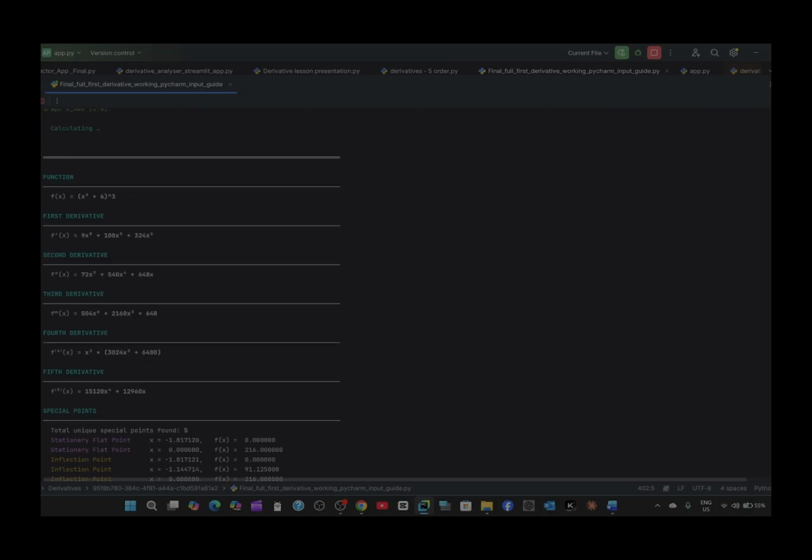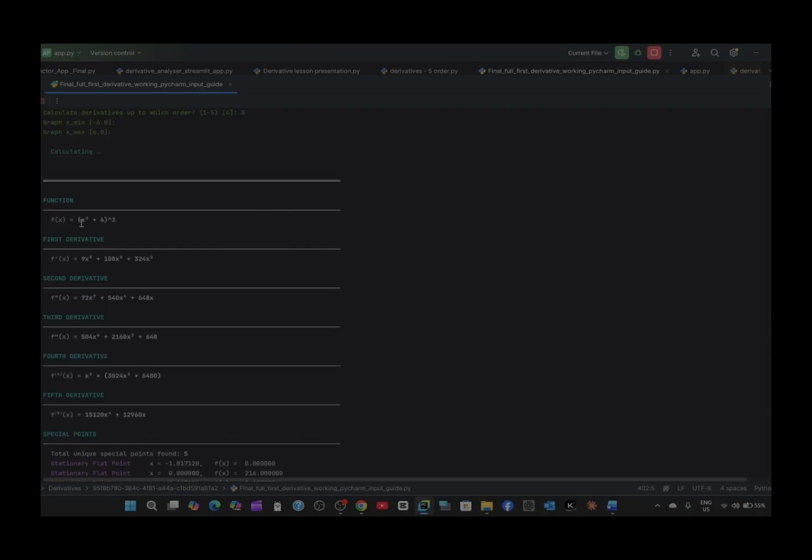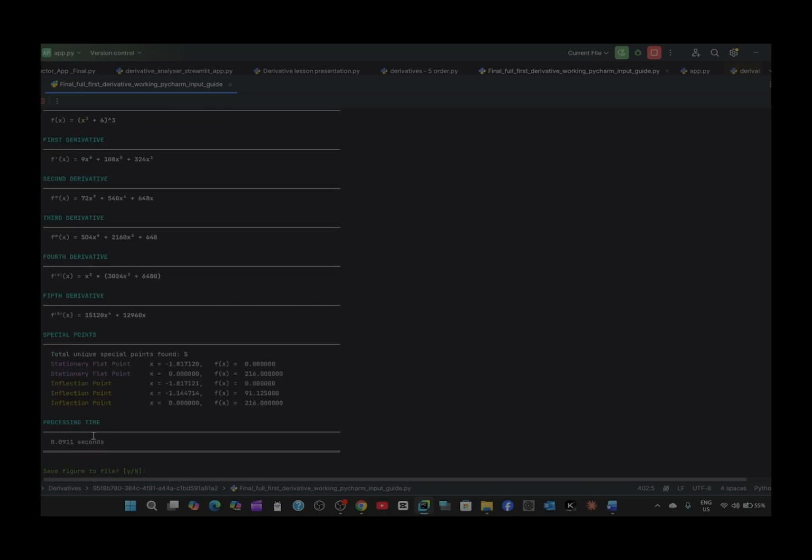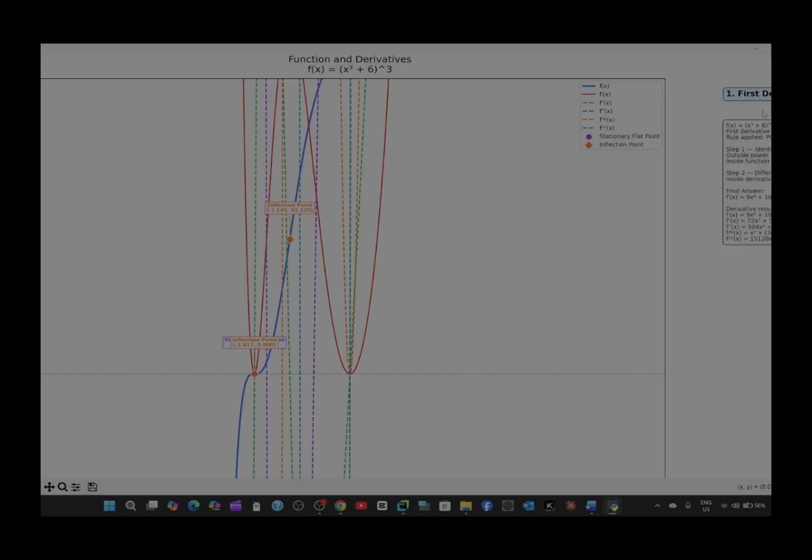Let me look at the result here before that. This is the function we put in: f(x) equals (x cubed plus 6) to the power 3. It's all to the power 3. We take the first derivative, and the second derivative, third, fourth, fifth, and it gives your answer very quickly. It gives your special points. How many special points are there? There are 5 special points: 2 stationary, flat points, and inflections, in 0.09 seconds. It's amazing. So, no, I don't want to save it. Look at the chart. What does the chart look like?